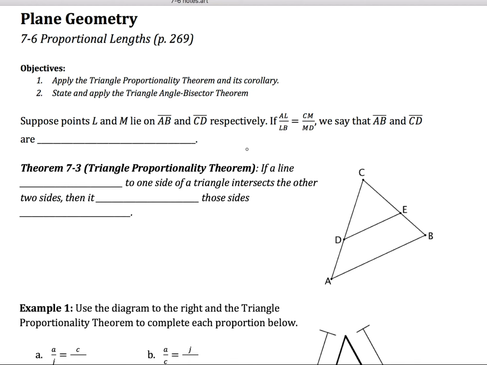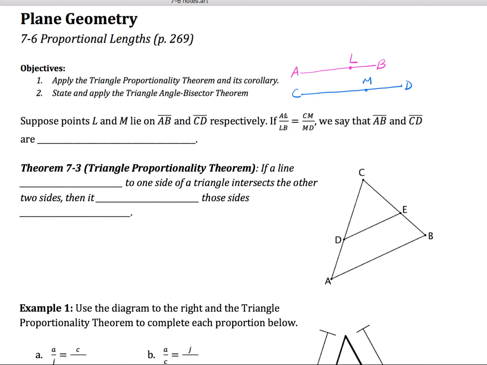So let's get an idea of what that might look like. I'll come up here and I will sketch out point A, segment AB that will have point L on it, and then we have segment, let's do this one in blue, segment CD that will have point M on it right here.